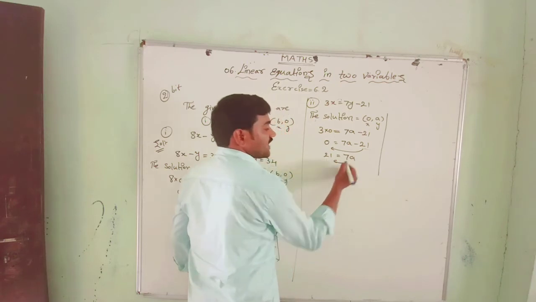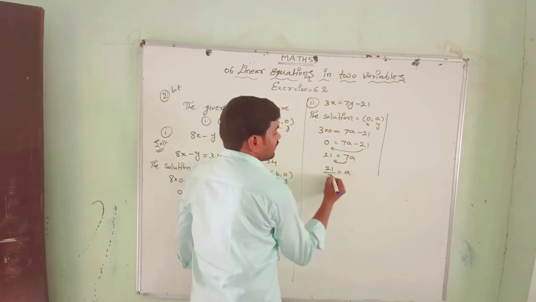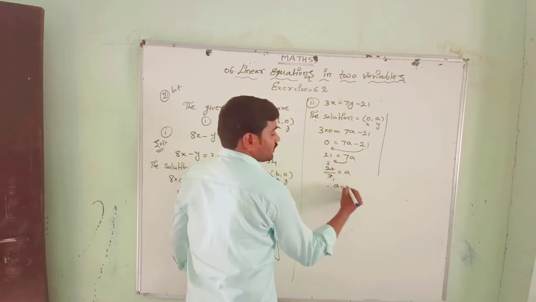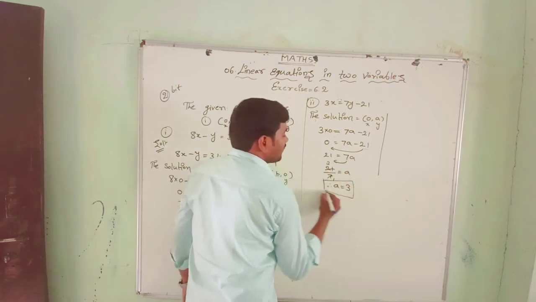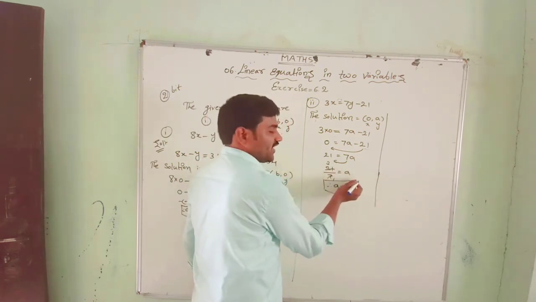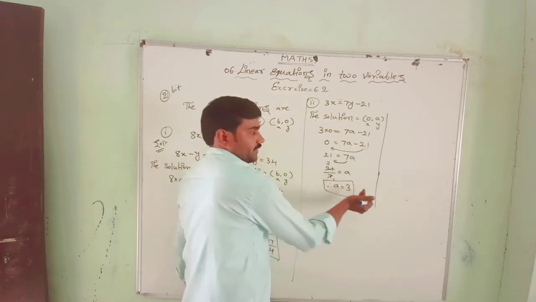A you transfer this side, a is multiplying, so a will be divided. 21 by 7 equal to a. 7 ones are 7, 7 threes are 21. Therefore a equal to 3. Always the term we are finding should be on the left side. So I have written 3 equal to a, that should not be written, that will not be in order. So we have to write a equal to 3.